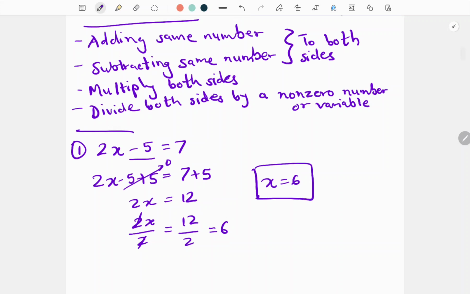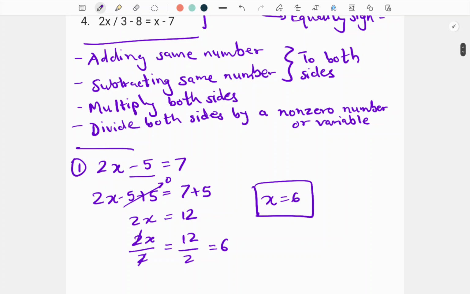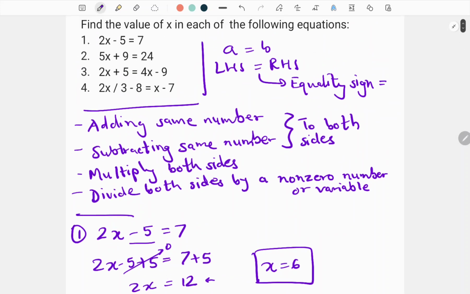So if you go and see what we did here. So we first added 5 to both sides because I can add the same number to both sides. That cleared out the minus 5 on the left hand side. Then I got 2x is equal to 12, that's right here. And then I divided both sides by 2 to get 12 divided by 2 equal to 6, and that's the value of x. Let's do this one more, a similar simple equation.